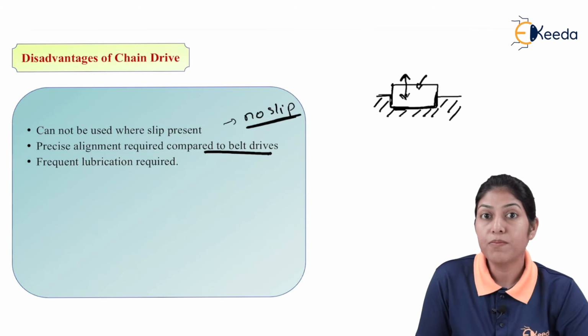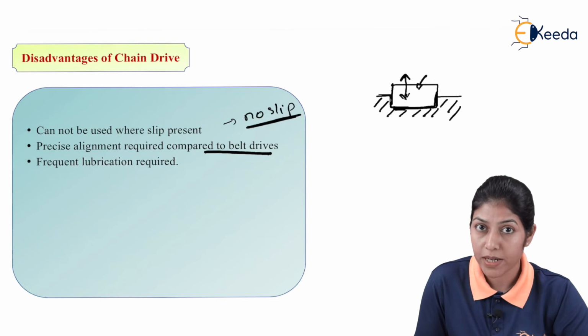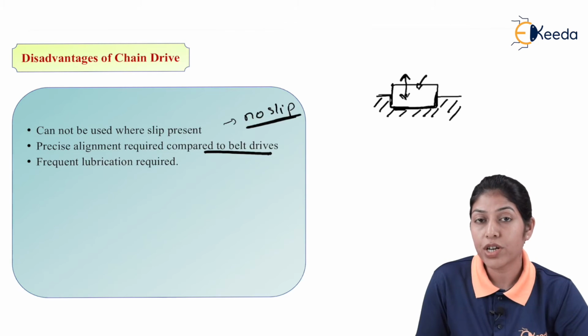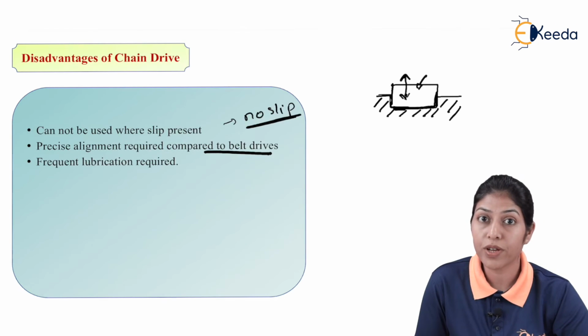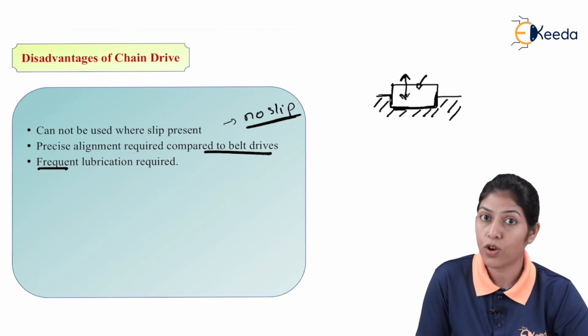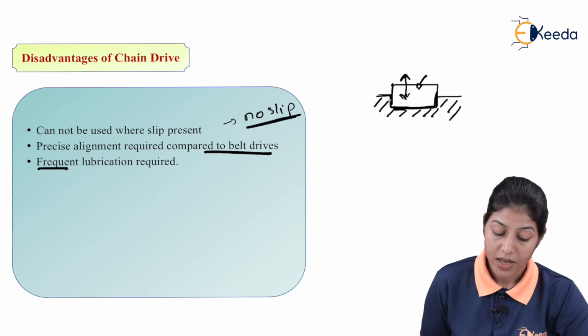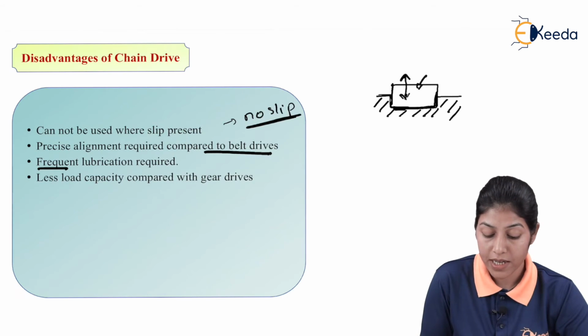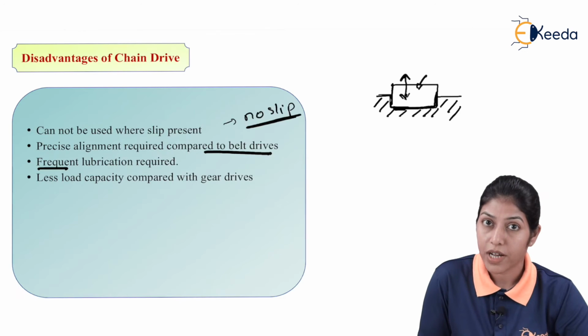As well as it is made of different types of metal, so we have to provide proper lubrication during the motion or during the operation. So frequent lubrication is required for this chain drive. As well as it has less load carrying capacity compared to gear drives.